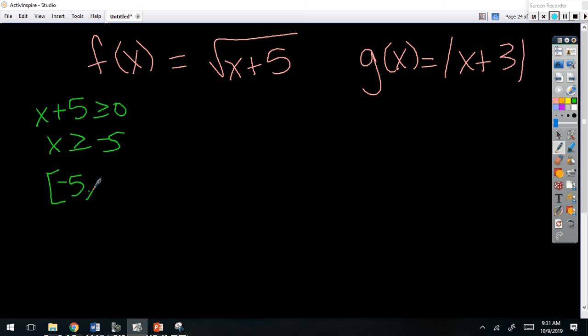How about the domain on the absolute value function? You did the parent graph yesterday of absolute value. So think about the parent graph of absolute value. So we're talking about x, not y, but x. Left to right. What's the domain? Absolutely.